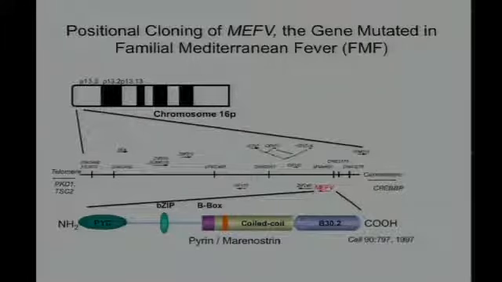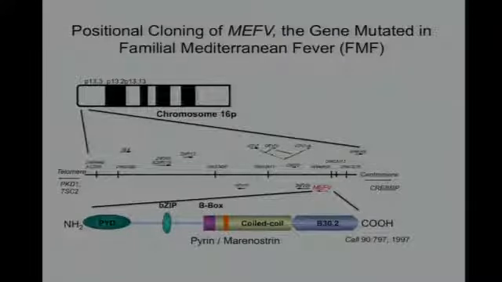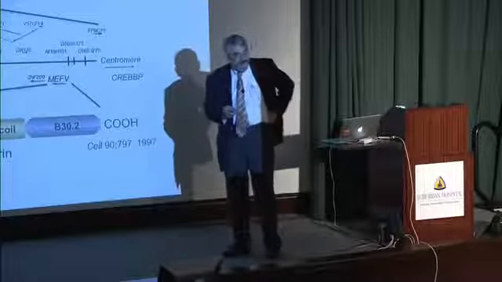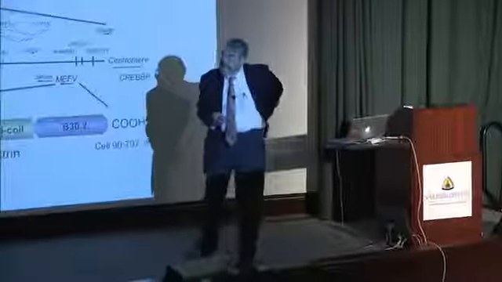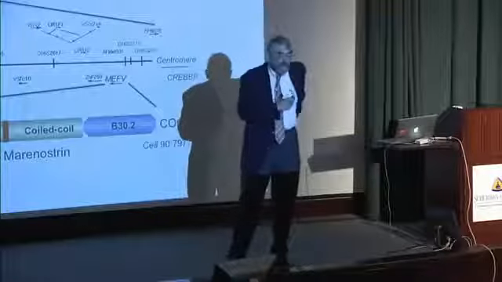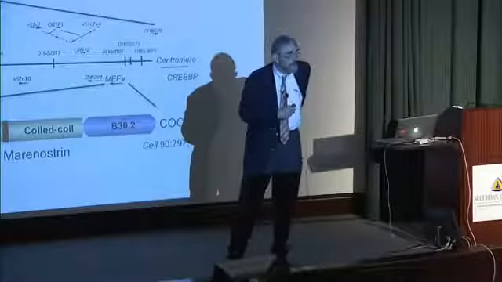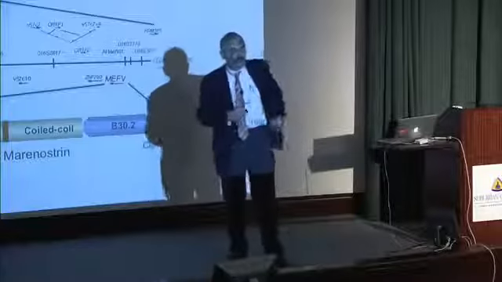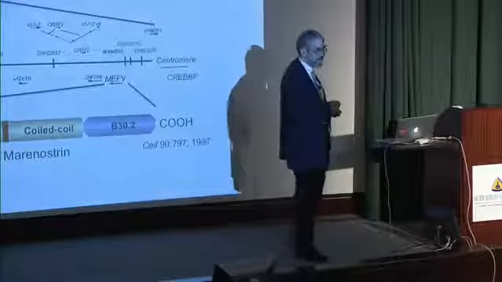Now, at the time that we were actually at the point of finding the gene, we were in a fight to the death with a French group. A race to the finish line. And so this was actually in July of 1997, so 15 years ago. And we and they found the same gene. Fortunately, it was the same gene at the same time. And we named the encoded protein pyrin after pyrexia for fever. The French group, being much more erudite than we, called it marinostrin after Mare Nostrum, for the Mediterranean Sea.